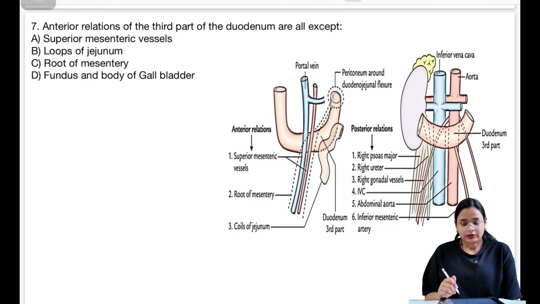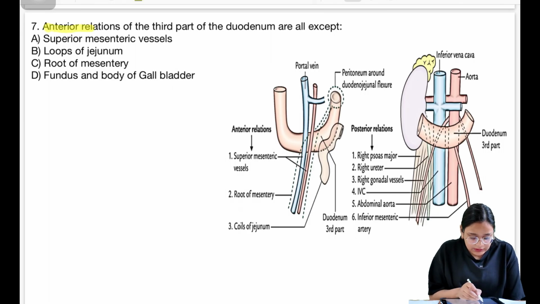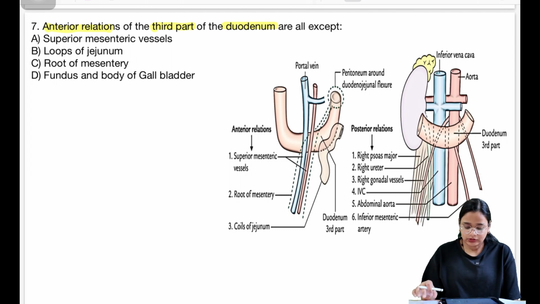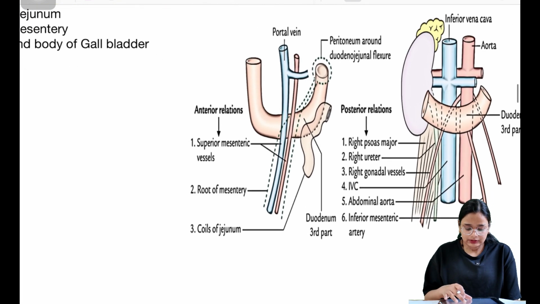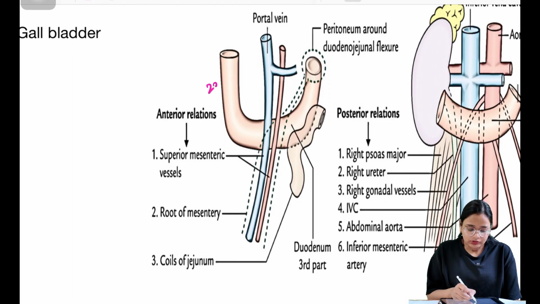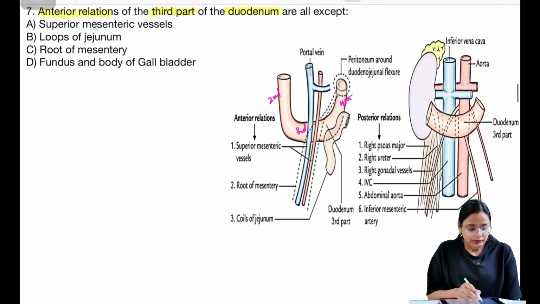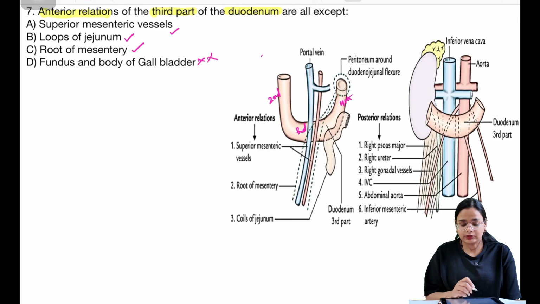Anterior relation of third part of duodenum are all except. Okay, so now they are asking us about the anterior relation of third part of duodenum. If you know, it is the horizontal part of the duodenum. Here you can see this is second part of duodenum, this is third part and this is the fourth part of duodenum. Okay, so in anterior relation, superior mesenteric vessel is present. Yes, it is present. Loops of duodenum, yes, it is related. Root of mesentery, yes. No relation with fundus or body of gallbladder because it is present more above than this.